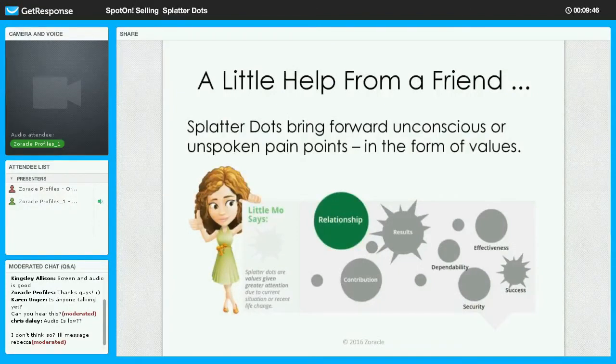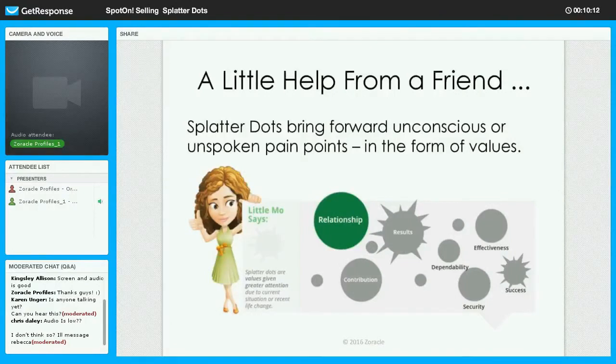What these splatter dots do is bring forth, it bubbles up and it begins to articulate what the pain is. So when you see splatter dots on your prospective franchisee's SpotOn report, what you are getting is a single word that is a values word that begins to articulate what their pain is.